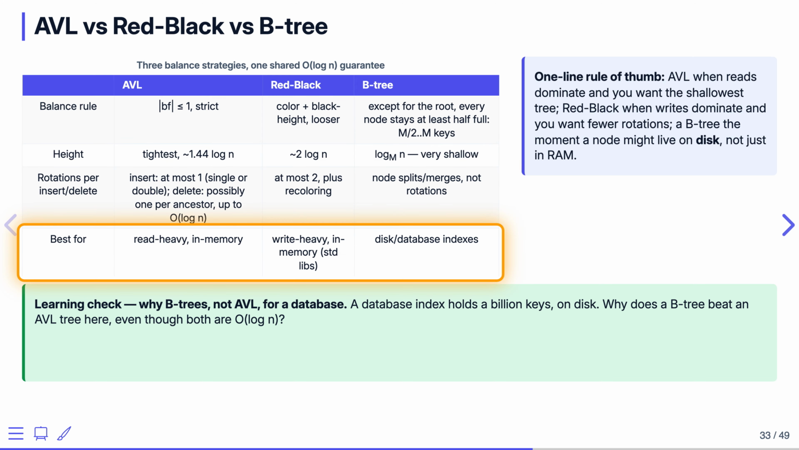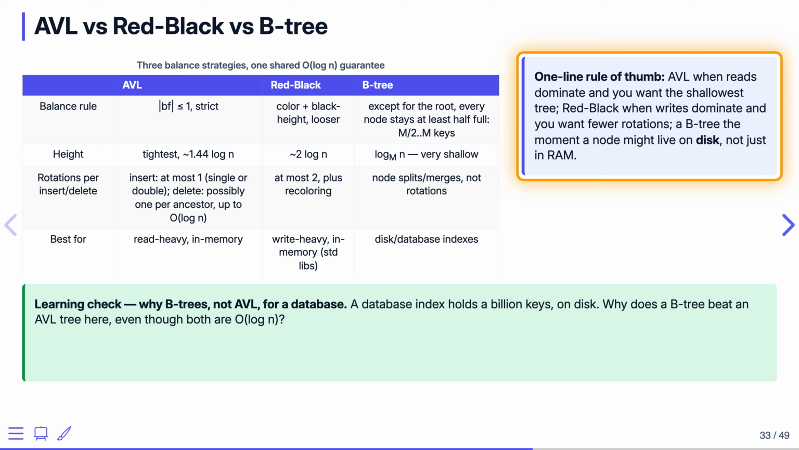Fourth, what each one is best for. AVL for read-heavy work in memory. Red-black for write-heavy work in memory, which is why the standard libraries use it. A B-tree the moment the data lives on disk. A quick way to choose. Use AVL when reads dominate and you want the shallowest tree. Use red-black when writes dominate and you want fewer rotations. Use a B-tree the moment a node might live on disk instead of in memory.